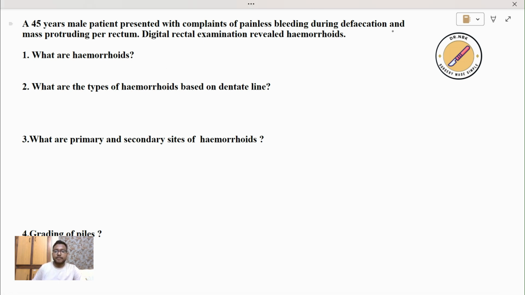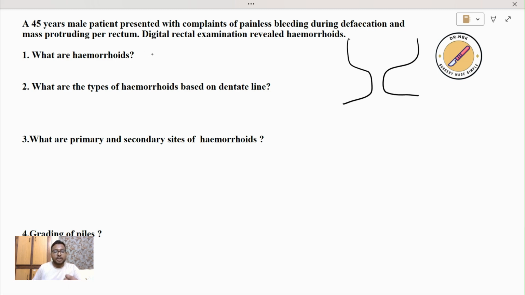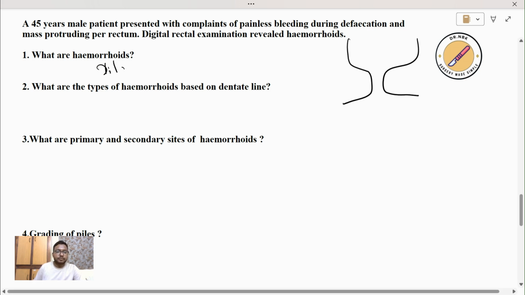You need to understand there are basic cushion-like structures. You have cushion-like structures which are nothing but your venous channels. Whenever the venous channels of the anorectum are abnormally dilated, they are called hemorrhoids. So it is nothing but dilated venous channels of the anorectum.